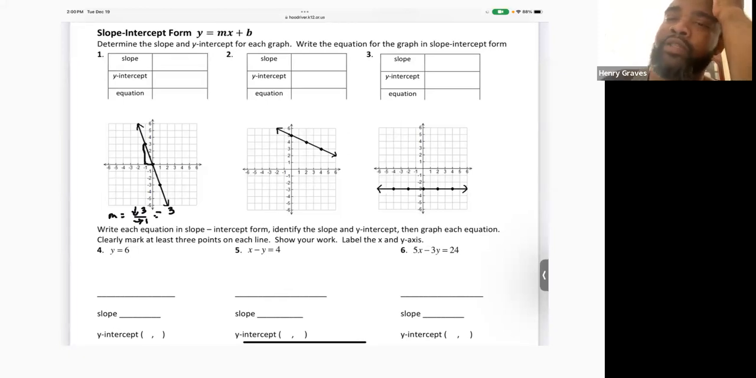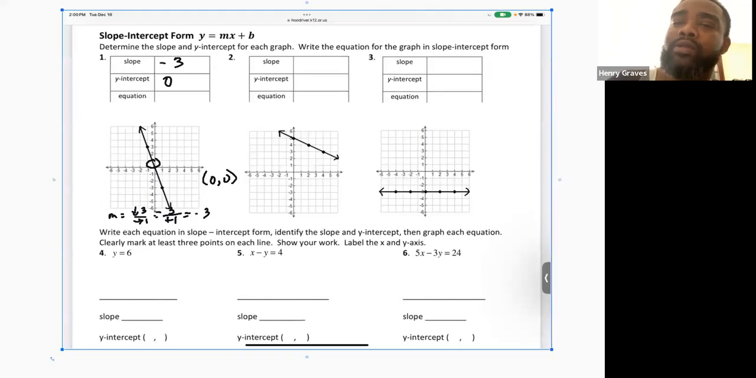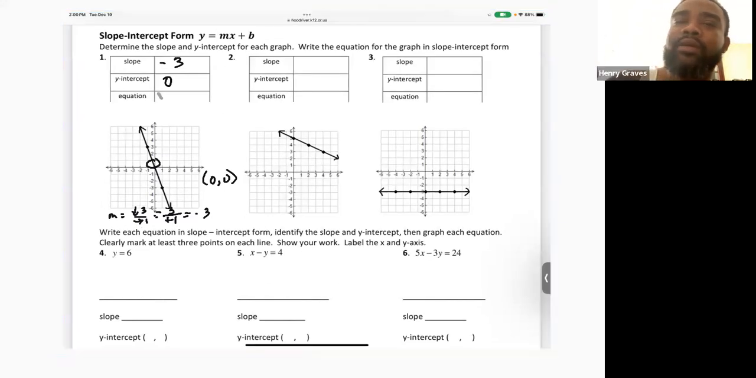Now my y-intercept is where the graph crosses the y-axis, right? Looks like I'm going to have to do some erasing, sadly. But if you look right here, this is the origin, 0, 0. So that means my y-intercept is 0. So my equation in the form of mx plus b, I'm going to have y equals negative 3x. That's my equation for number 1.